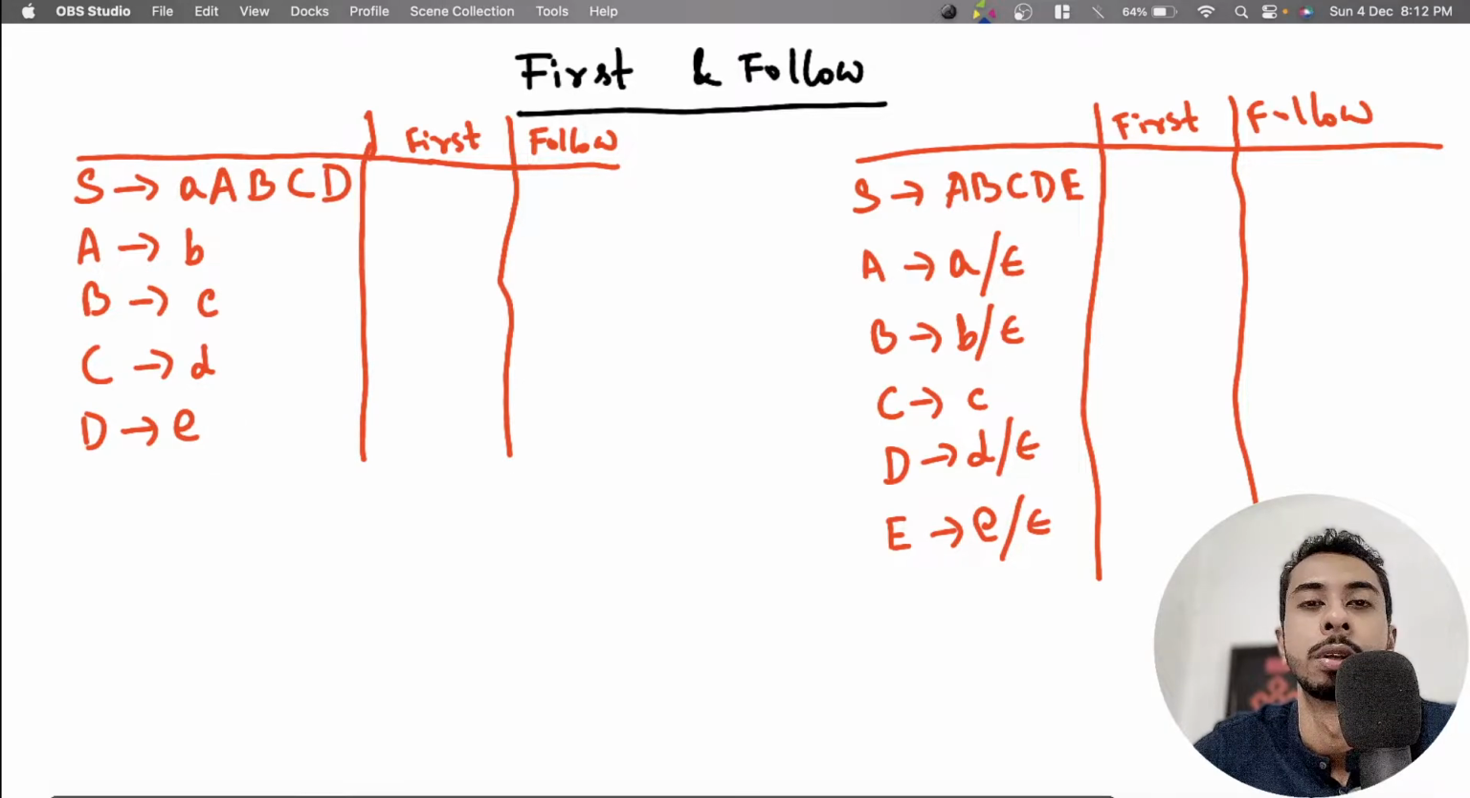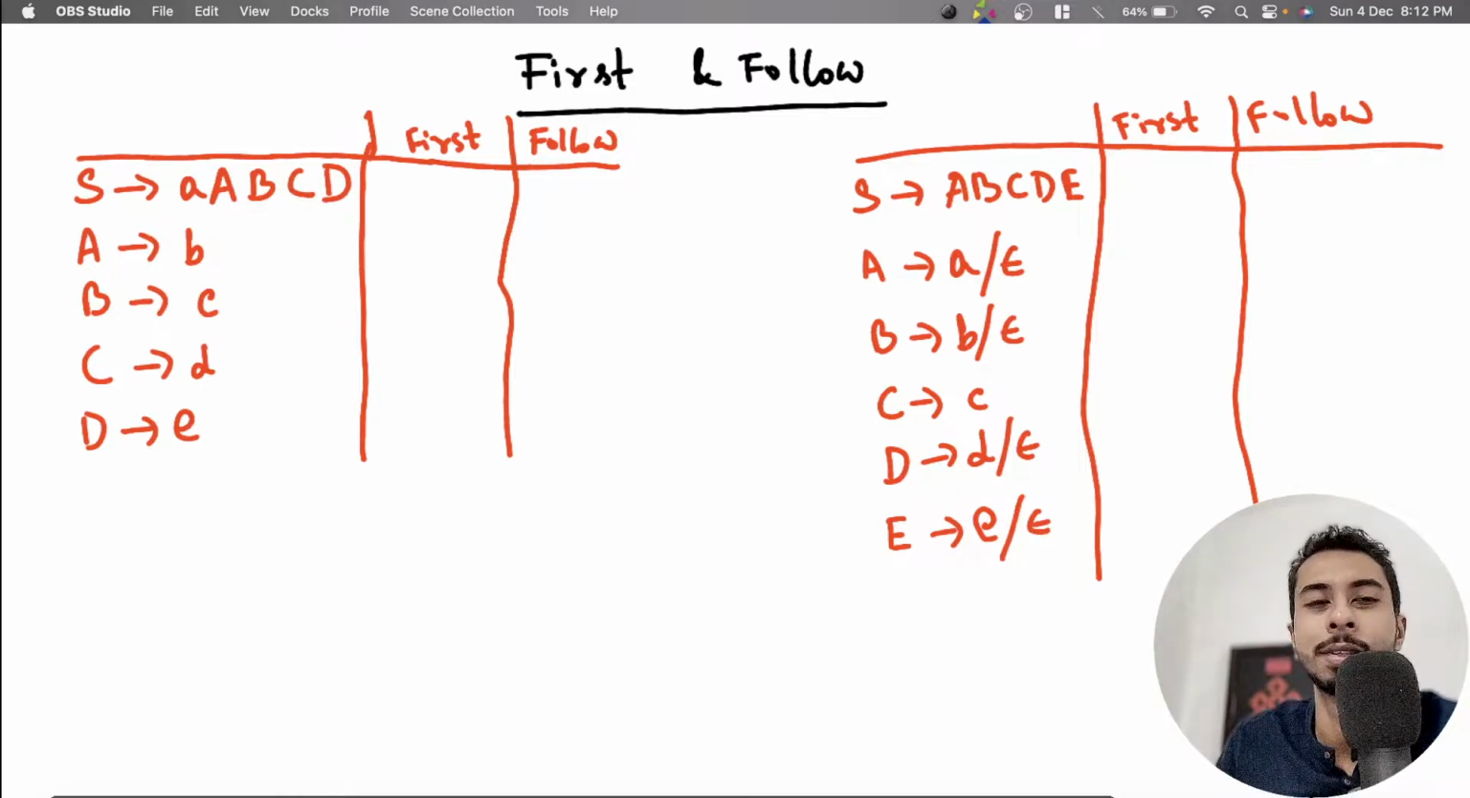In this video, I'm going to talk about two functions. Before going into the parsers and the details of how a parser is built, we have to learn two very important functions: first and follow. Given a grammar, we have to find the first and follow of each of the non-terminals.